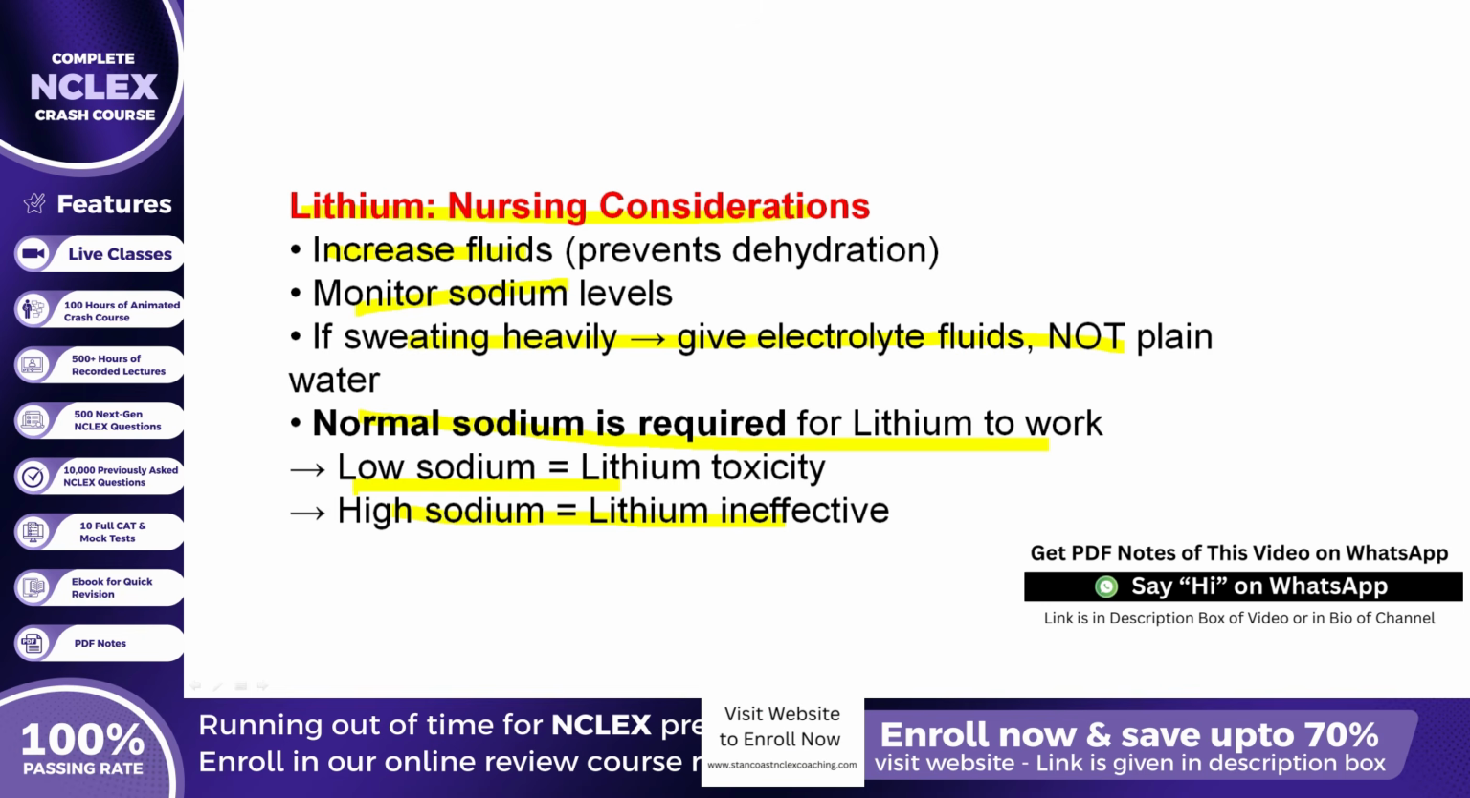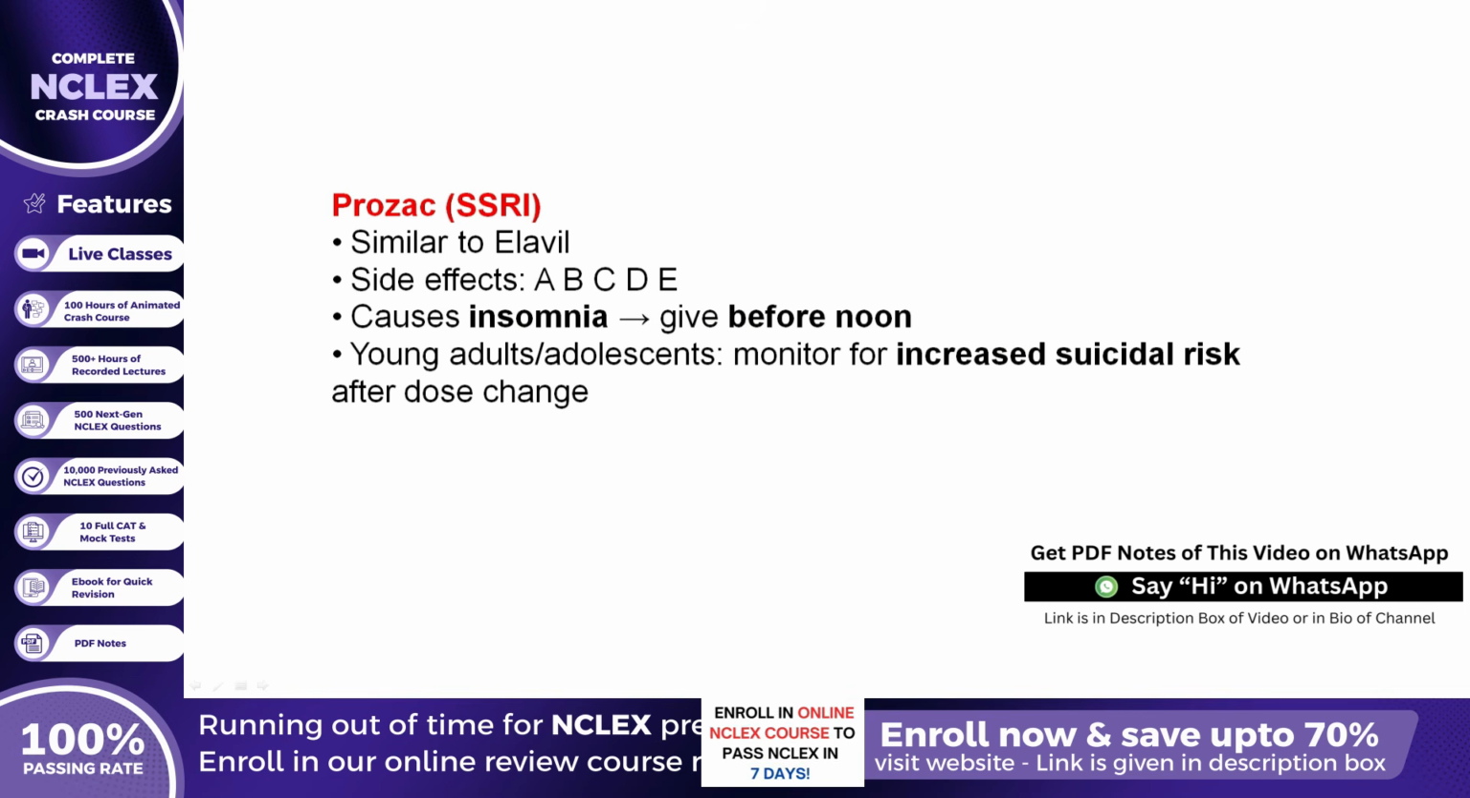Now let us shift our attention to Prozac, which is an SSRI, and the first thing to know is that it is similar to Elavil. As we continue, we note that the side effects follow the pattern A, B, C, D, E. Another important point is that it causes insomnia, so we give it before noon. And lastly, for young adults and adolescents, we must monitor for increased suicidal risk after a dose change.